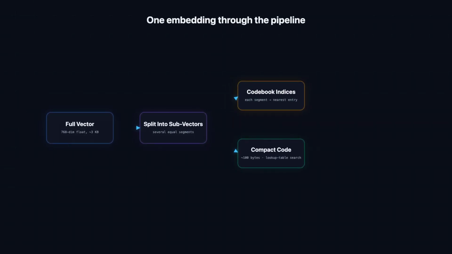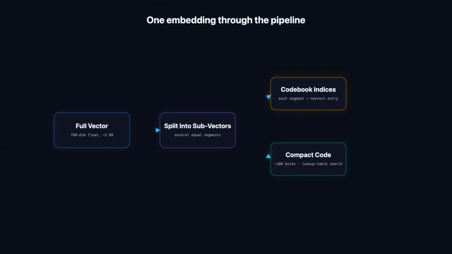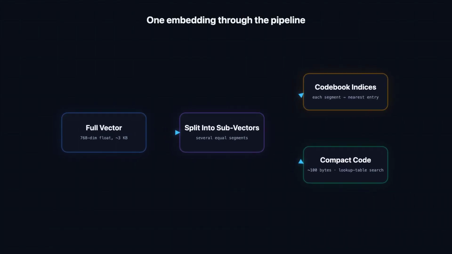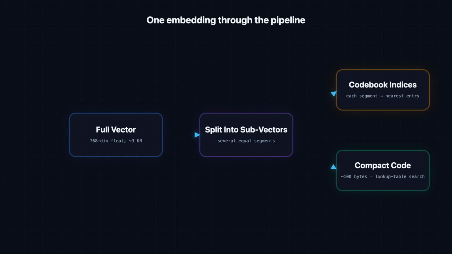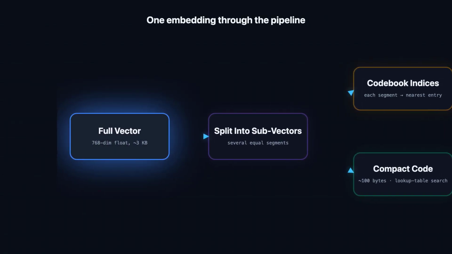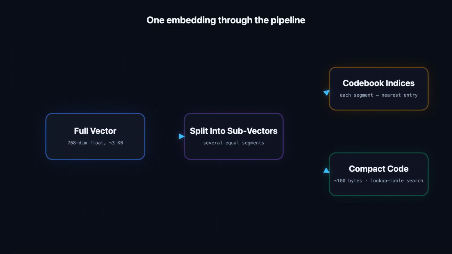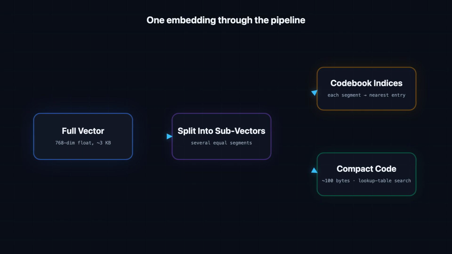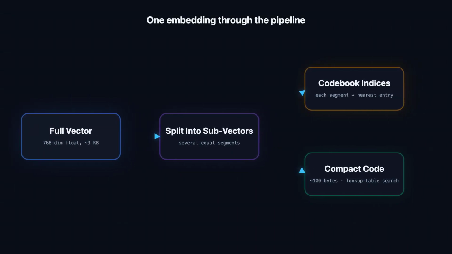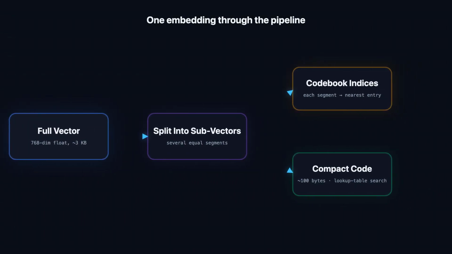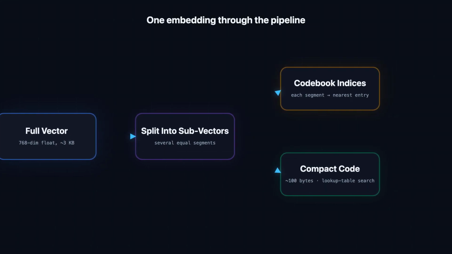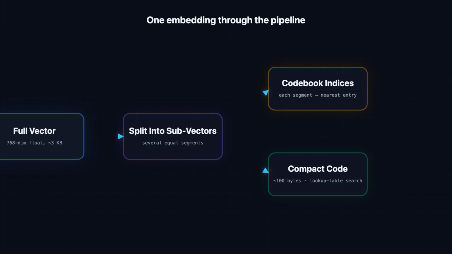Trace one embedding through the pipeline, and the whole idea clicks into place. Watch a fat vector shrink into a tiny code. Start with a full embedding vector, something like a 768-dimensional float array, which is roughly 3 kilobytes of raw numbers. Store a billion of those as is, and your memory budget is gone before search even begins.